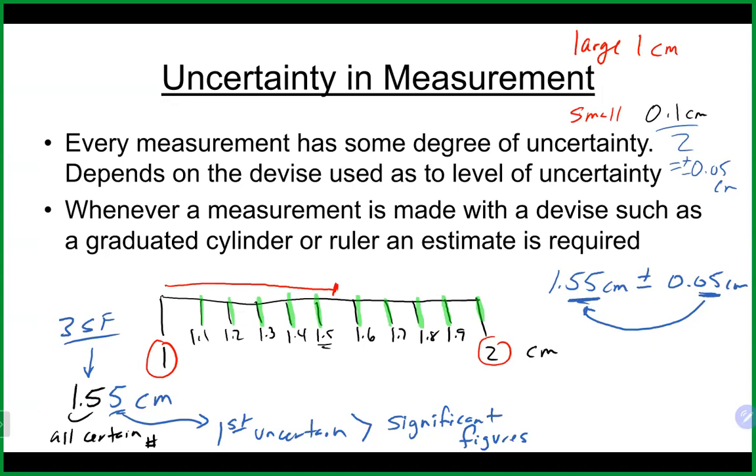In general, you could usually go 1 more place to the right of the smallest marking. Our smallest marking here was 0.1. We could take the reading 1 more place to the right of that, which in this case is the 2nd decimal place. Any questions on that there?